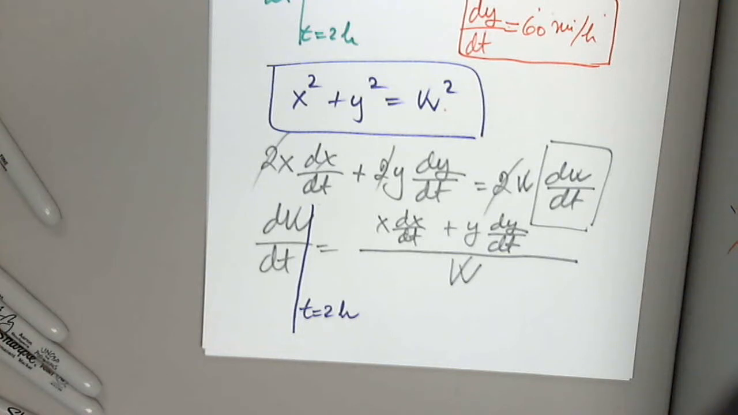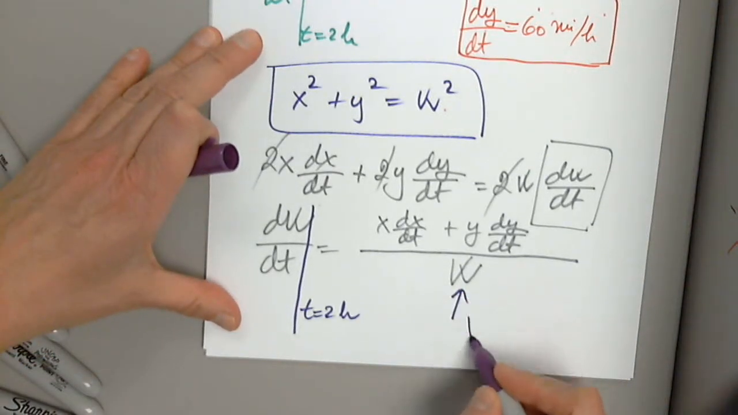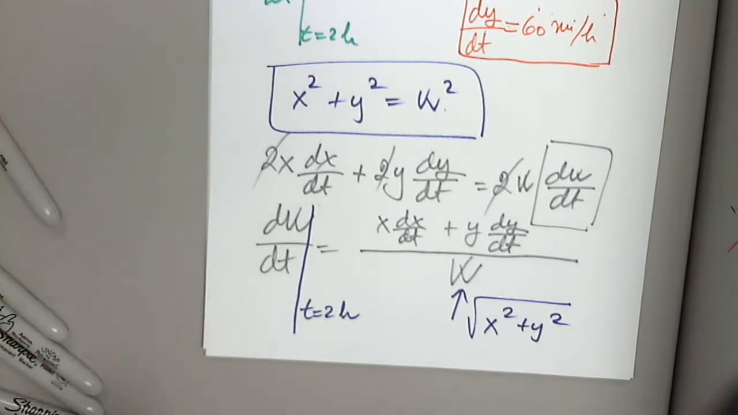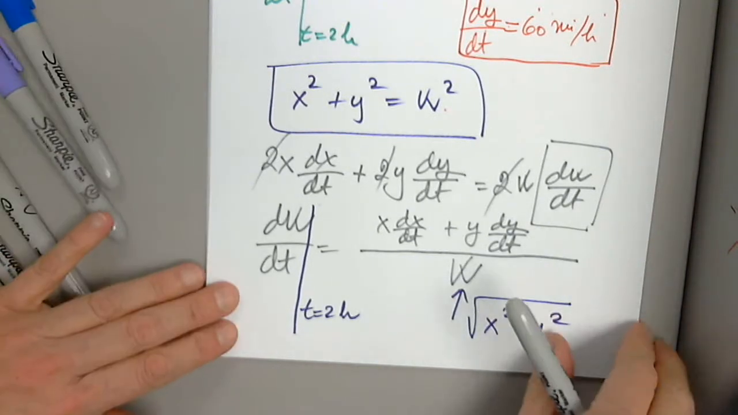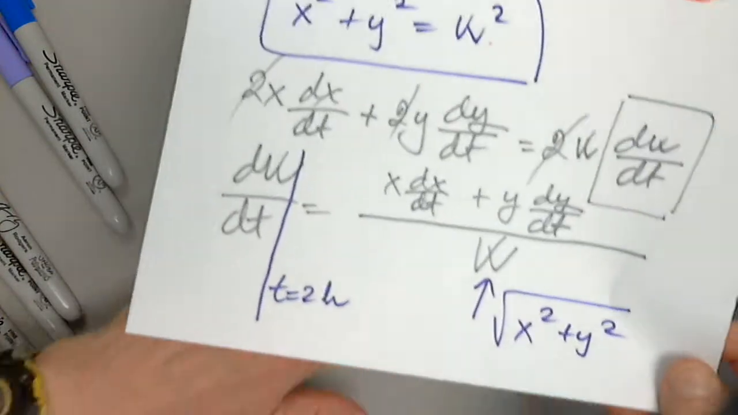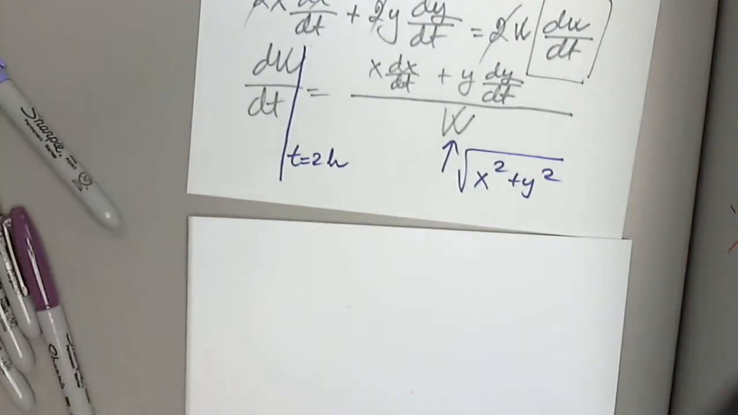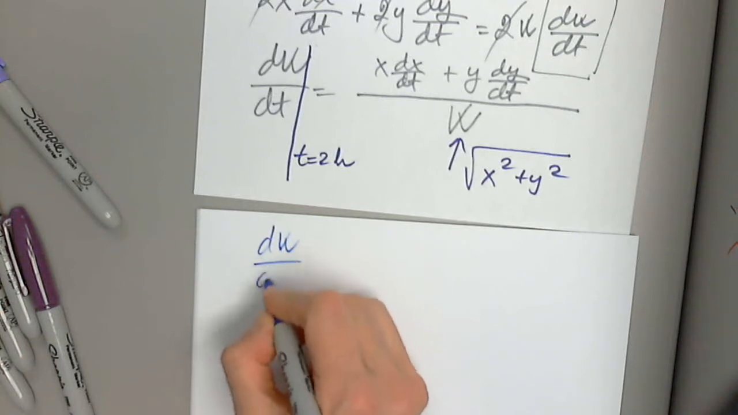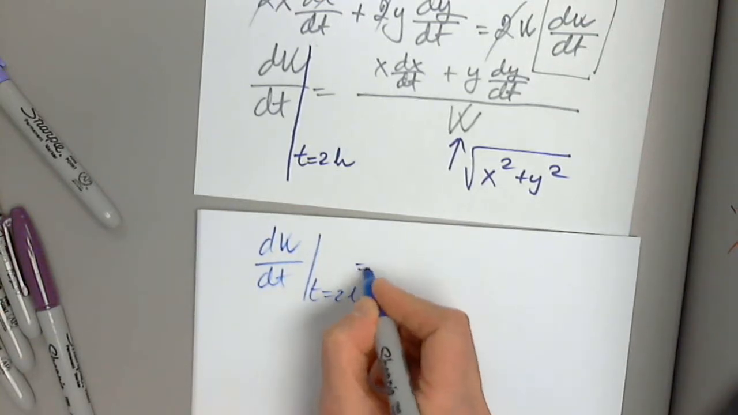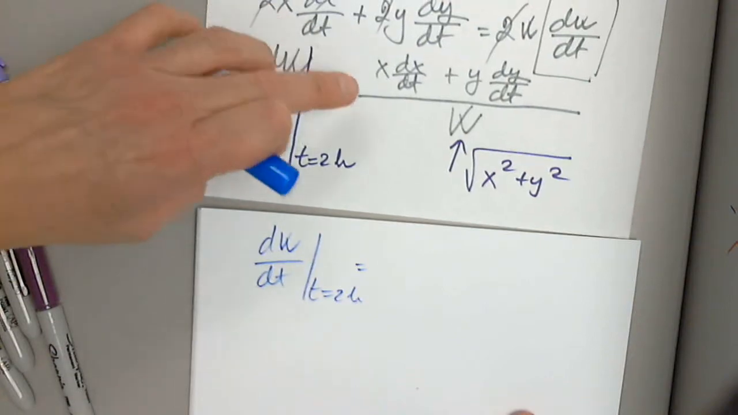I don't know the distance covered by car number 2 in 2 hours. I have to determine it. I have the rate of change, the speed. Yes, I do. It's given in the problem. And do I have w? No, I don't. But that's not a problem. I will take the square root from both sides and replace this by the square root of x squared plus y squared. Let's write it one more time. So dw over dt when time is 2 hours is x.